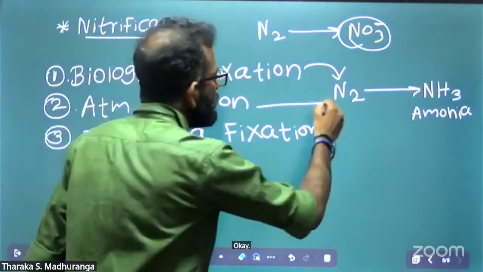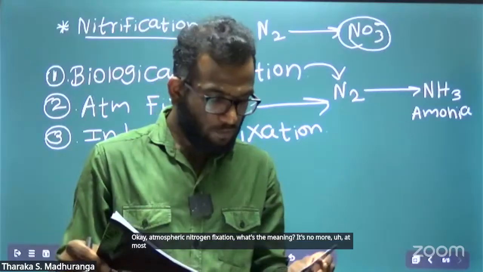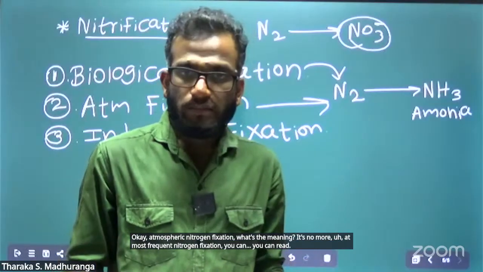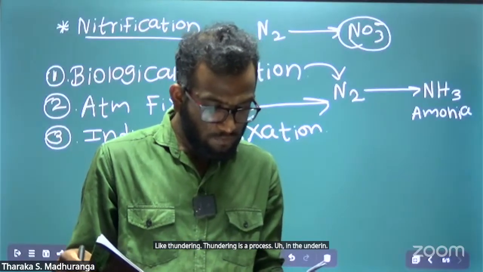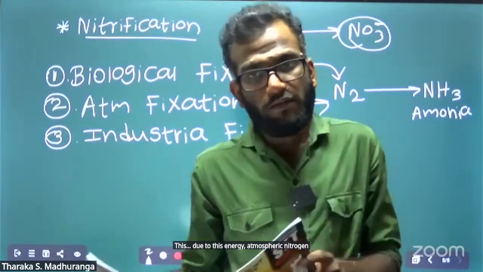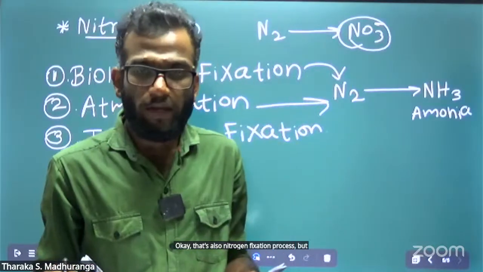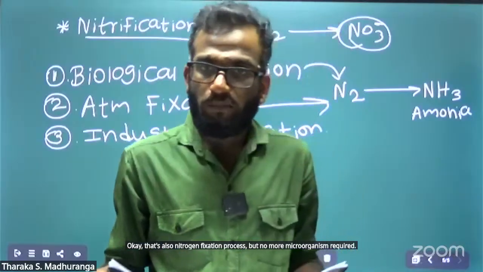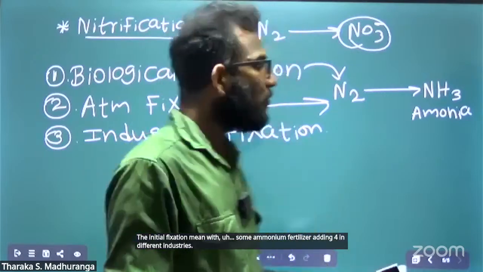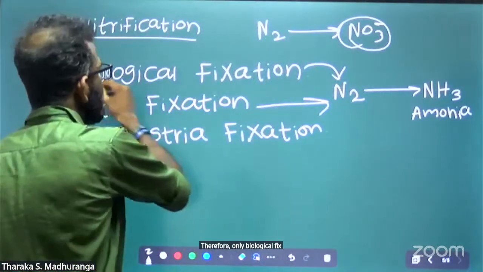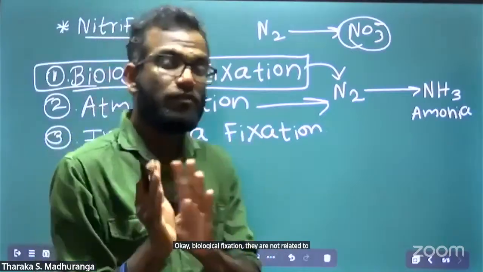Okay, atmospheric nitrogen fixation, what is the meaning? It involves no microorganisms. You can read, like thundering. Thundering is a process in which, due to the energy, atmospheric nitrogen directly converts into ammonia. That's also a nitrogen fixation process, but no microorganisms are required. Industrial fixation means adding ammonium fertilizer in different industries. Therefore, only biological fixation requires microorganisms.